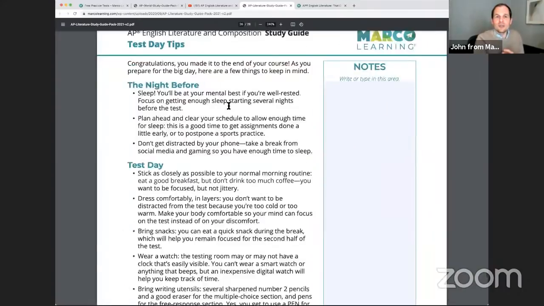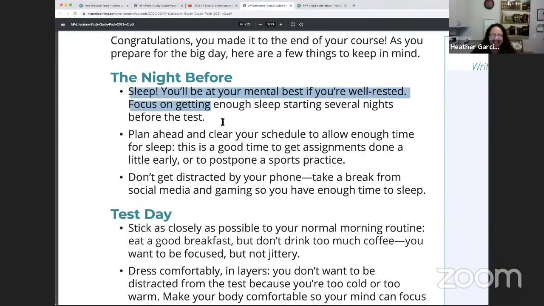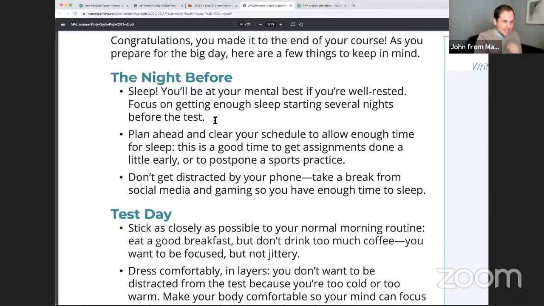And Heather, let's just zoom in right here. The night before, which is right now, sleep. You'll be at your mental best if you're well-rested. Focus on getting enough sleep starting several nights before the test. You're not going to do well on the AP exams if you're cramming into the wee hours of the morning.